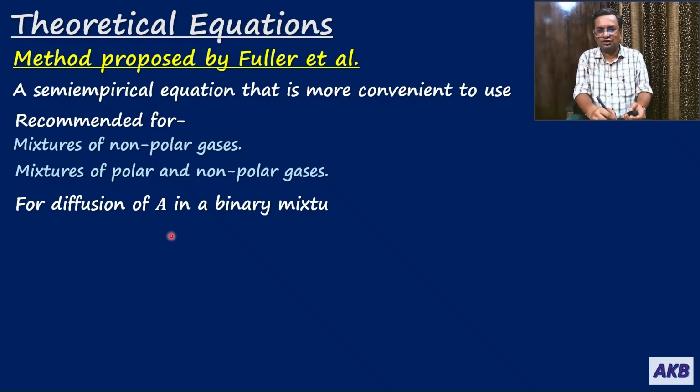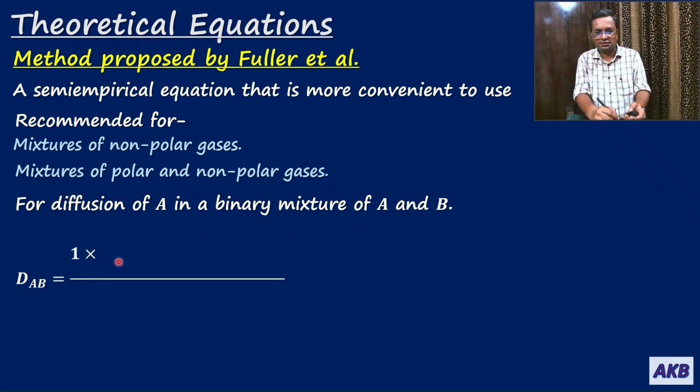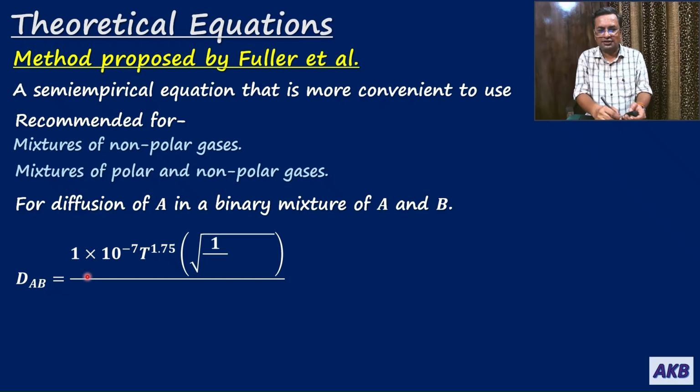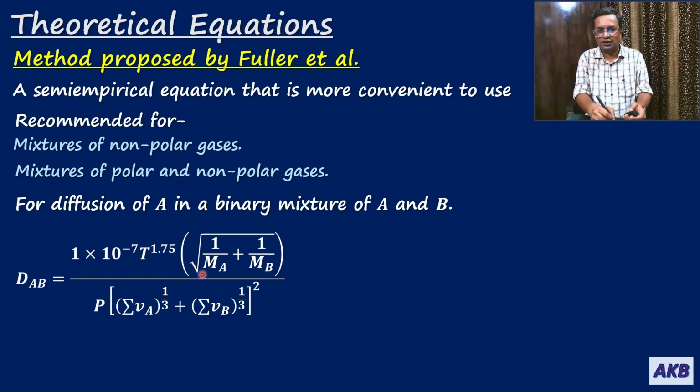So for diffusion of A in a binary mixture of A and B, what is the equation? The equation is DAB is equal to 1 into 10 to the power minus 7 into T raised to 1.75 into under root of 1 upon MA plus 1 upon MB, divided by P into summation VA raised to 1 by 3 plus summation VB raised to 1 by 3, and square of this summation. Now we will know what are the terms involved in this equation.